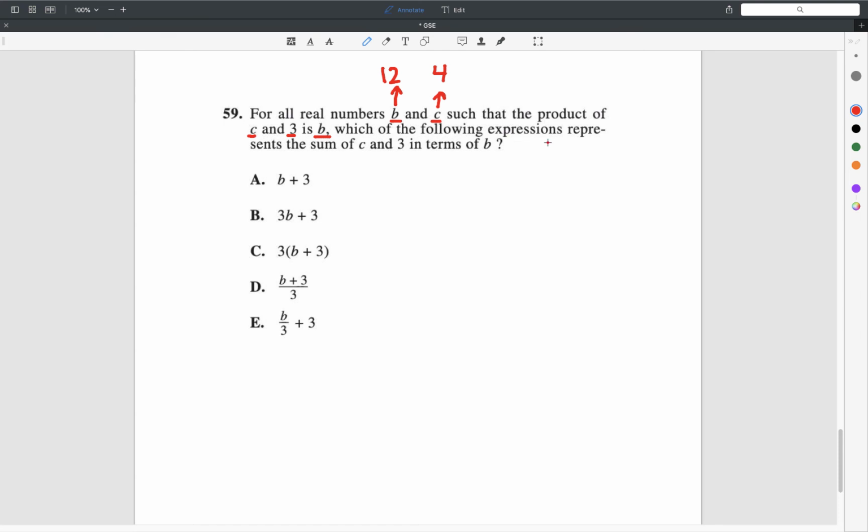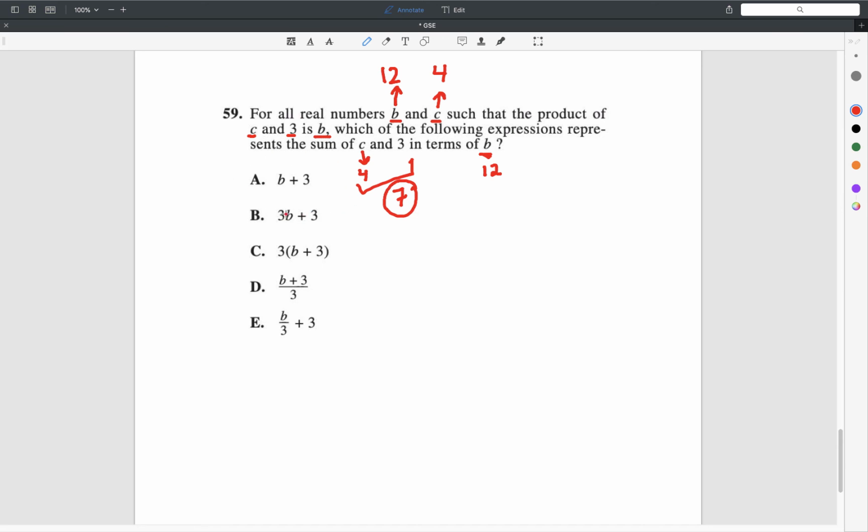Now it says, which of the following expressions represents the sum of c and 3? And we have said that c is just 4. So what represents the sum of c and 3? Well, what is the sum of 4 and 3? That's just 7. In terms of b, so in terms of 12. Okay. Well, as we showed before, once you get your answer, and the answer here is just 7, we're trying to get the sum of 4 and 3, so it's just 7. Once you get your answer using this technique, you then go to the answer choices, and you see which one gives you that answer out.